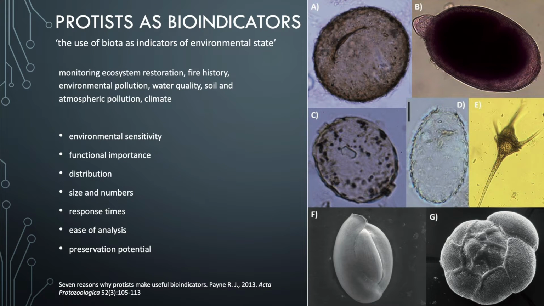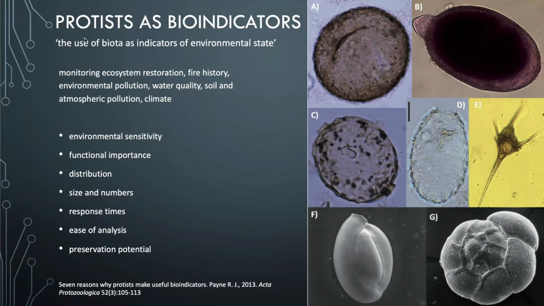So we have covered in detail the essential role of soil protists in nutrient cycling, as well as the benefits to plant growth, how that affects below ground and above ground ecosystems. But soil protists also play other essential roles in the soil ecosystem. And one of these is that they serve as really good bioindicators.